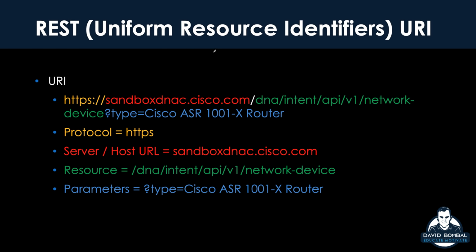Here's an example of a REST Uniform Resource Identifier, or URI. Notice the protocol used is HTTPS. The server or host URL is sandboxdnac.cisco.com. Then we've got a resource. Here's our resource, dna/intent/api/v1/network-device. And then we've got parameters of that resource. In HTTP, this is known as a path, but for REST, this identifies the resource as defined by the API.